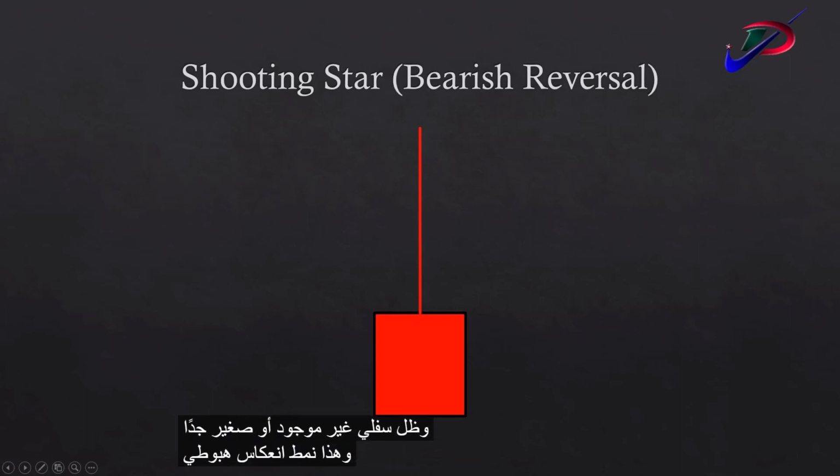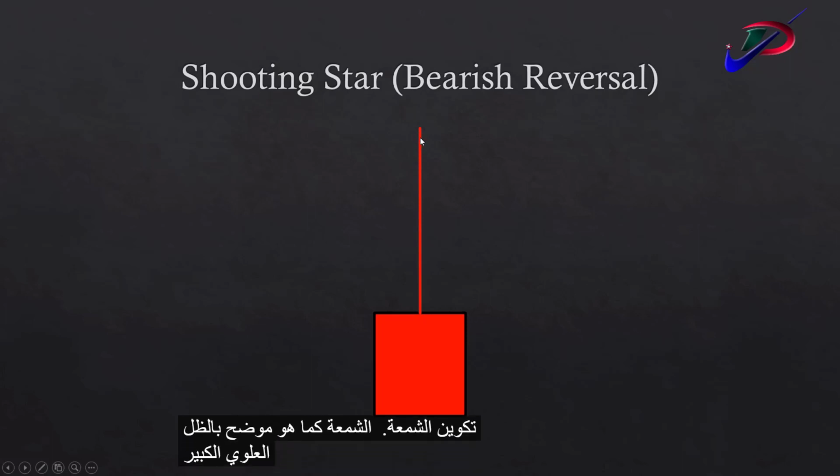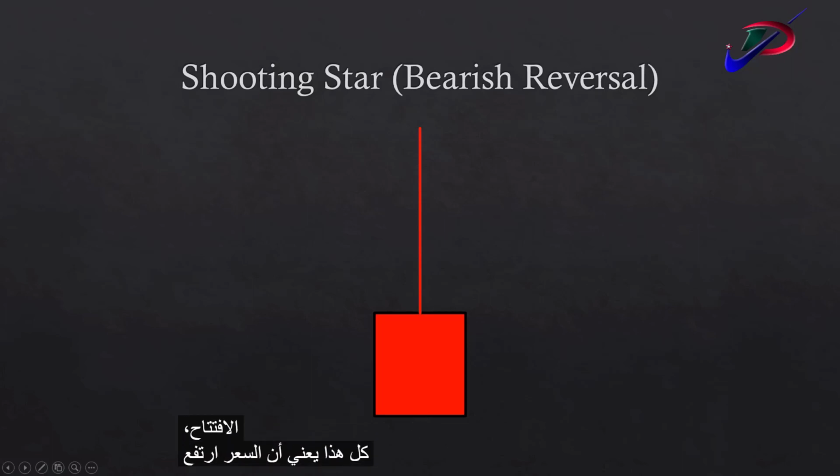This is a bearish reversal pattern because the candlestick opens, then goes to the upside at some point during the formation of the candle, as it is shown by the large upper shadow, and then price closes lower than the open. All of this means that price went up a little bit and encountered powerful sellers in its upper range.